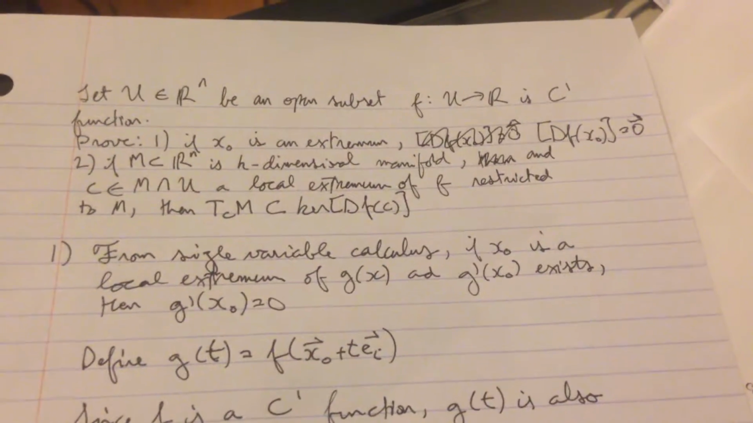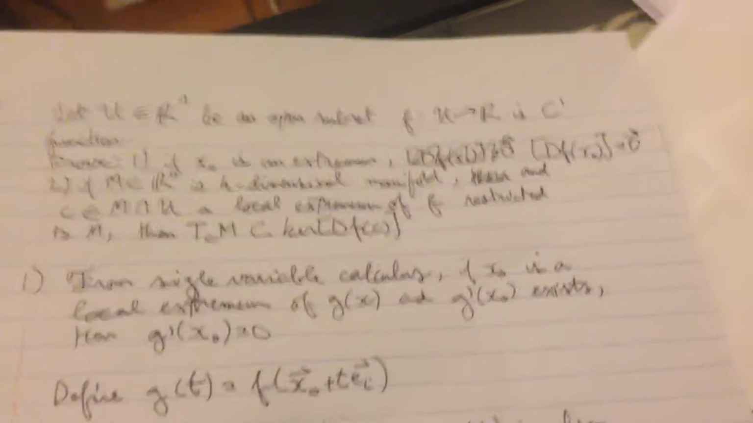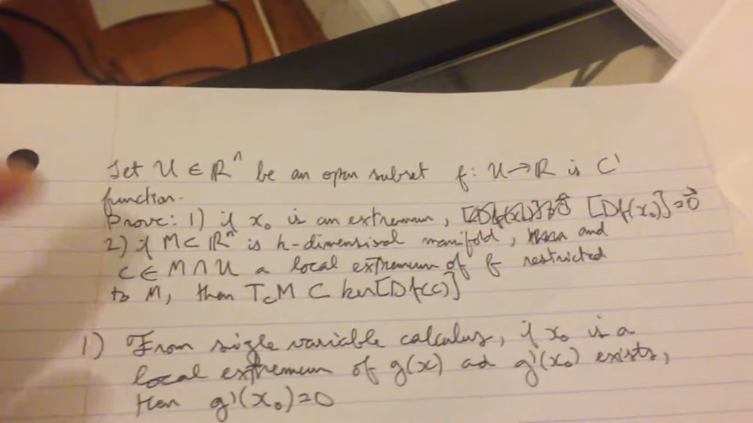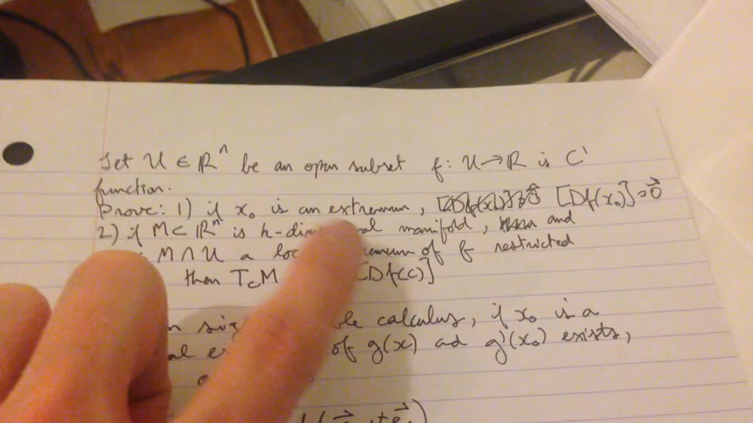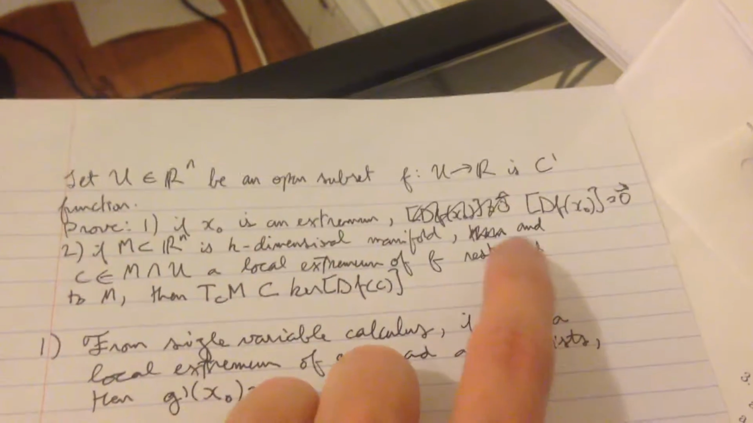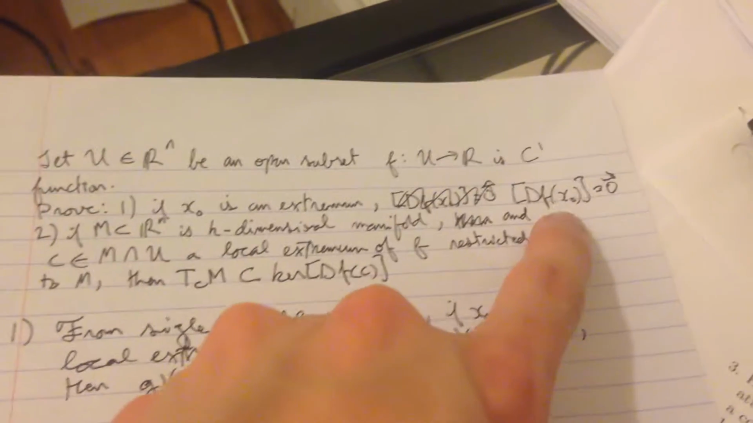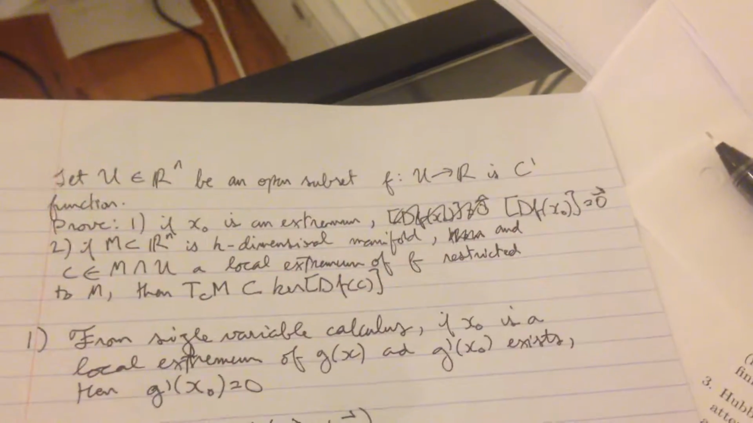Hi, I'll be proving proof 12.2. This proof asks us to prove two different things. The first is to show that if we have some x sub 0, which is an extremum, it must be the case that when we evaluate our derivative matrix at that point, it's equal to the 0 vector.